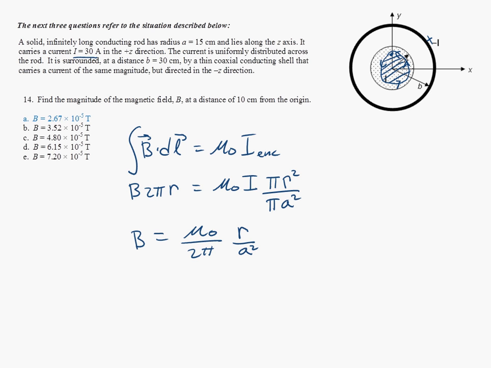So now I just need to put some numbers in, and let me just do that for you just to make sure there's no mistakes. So this is 4 pi times 10 to the minus 7th for mu naught. 2 pi is going to cancel out there. R is 0.10 meters. That's where we want to know the magnetic field. And then A, we have a squared, and that's the radius of the inner conductor. So we square that and plug all the numbers in to get the answer.